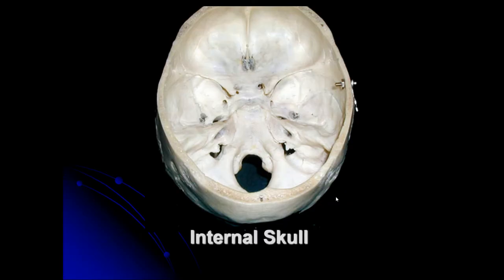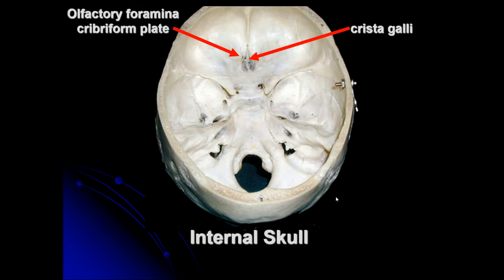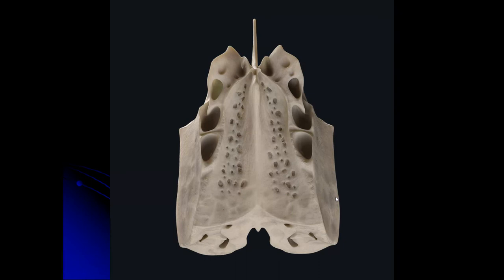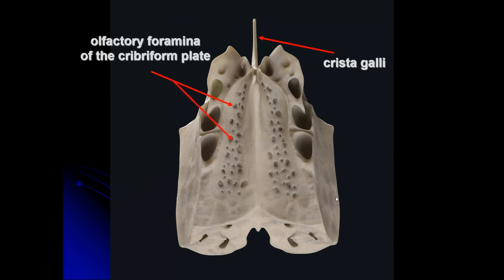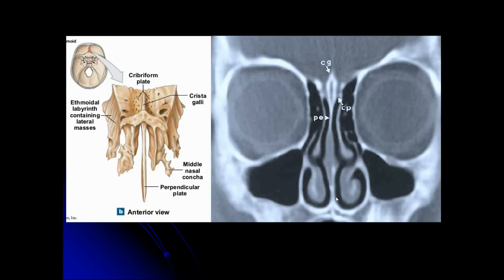If we blow that up and look at it, there's our crista galli. And the little tiny holes, that's the cribriform plate. Each individual hole is called an olfactory foramen. And the nerves that carry your sense of smell go through these holes. If we blow it up even more, it looks like this. So there's the crista galli. And here are the olfactory foramina of this cribriform plate. If you look at it in an anterior view, again, you can see the crista galli, the cribriform plate.